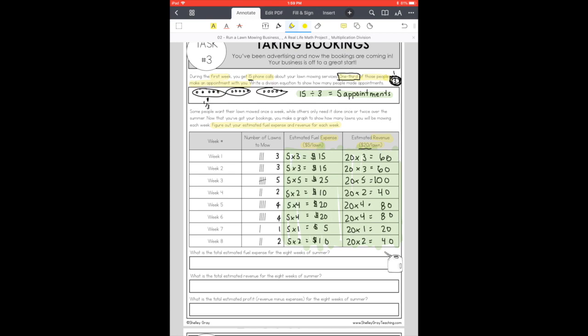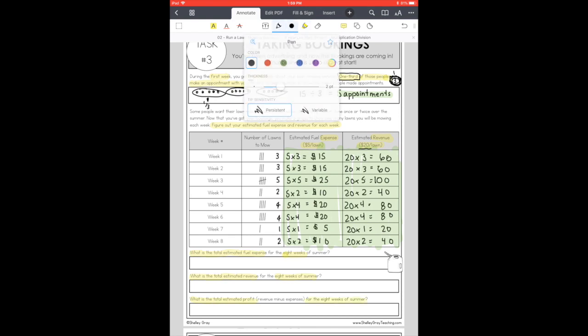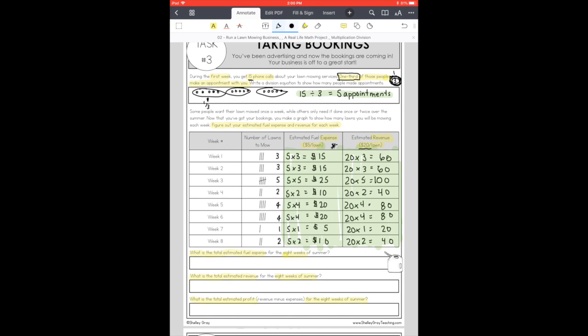You got this. So it's asking, what is the total fuel expense for the 8 weeks? What's the total revenue for the 8 weeks? And then what is the total profit for the 8 weeks? So let's think about that. What do I need to do? Here is all of my fuel expense, and here is all my revenue. I'm going to have to add all of this up, aren't I?